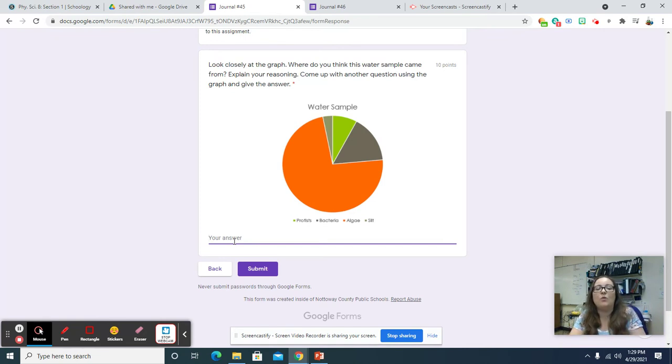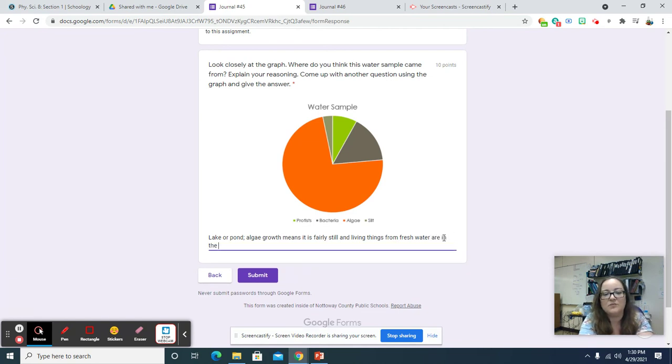Algae is going to grow in water that isn't moving very much. So it's not going to be a river. It's not going to be something where the water's moving a whole lot. It's going to be like a lake or a pond. Something like that. And then why? It's because it's got the algae growth and living things from fresh water. Algae growth means it is fairly still, and living things from fresh water are in the sample.